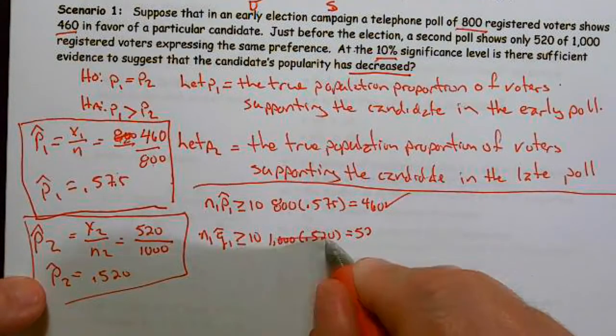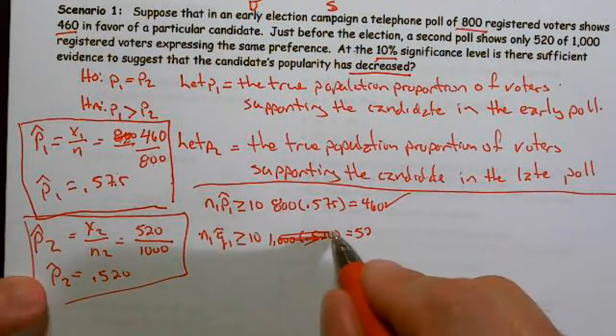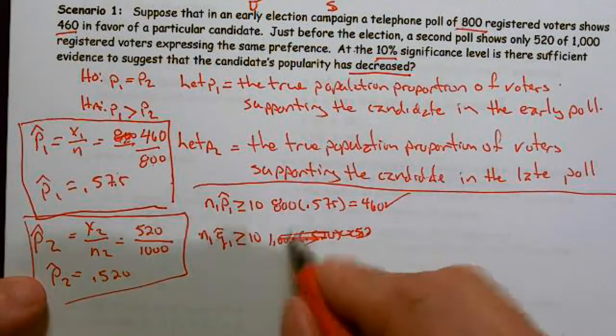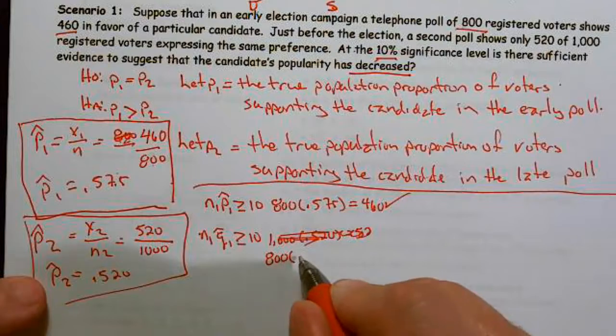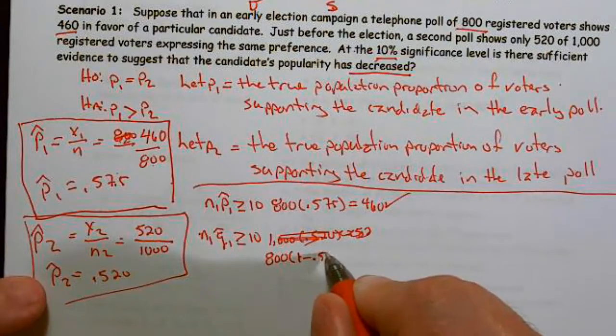Oh, excuse me. I'm making a bad mistake. I'm so sorry. This is 800 times, this is Q hat, so 1 minus 0.575.